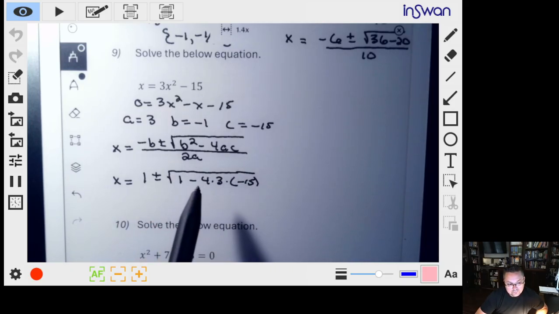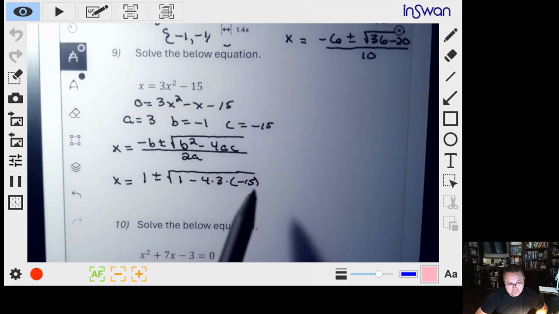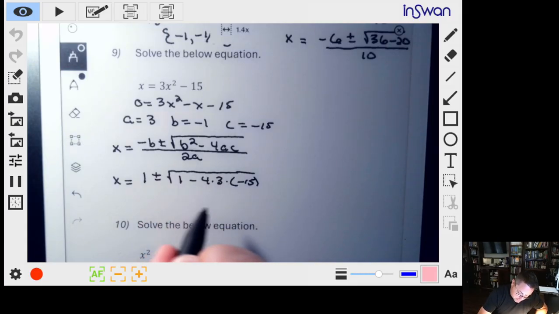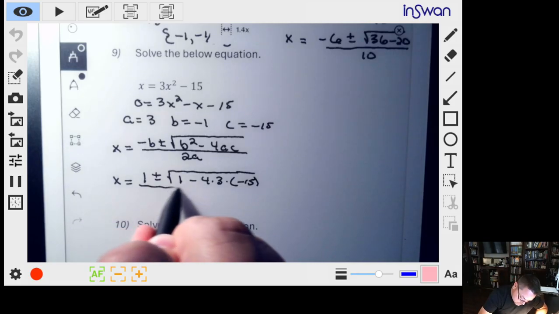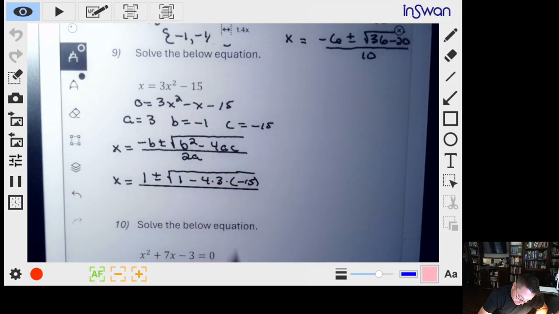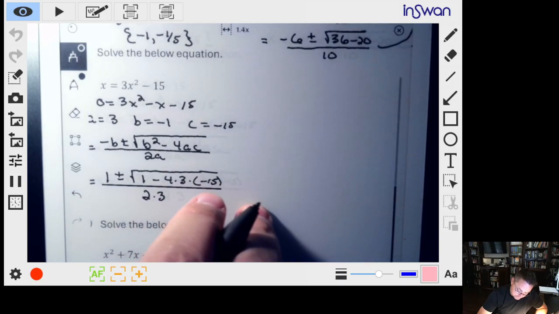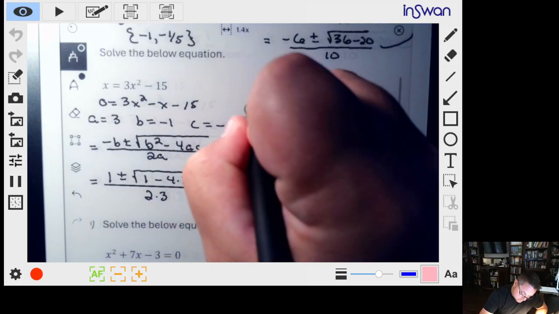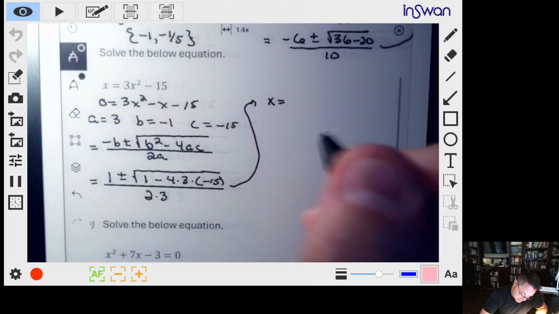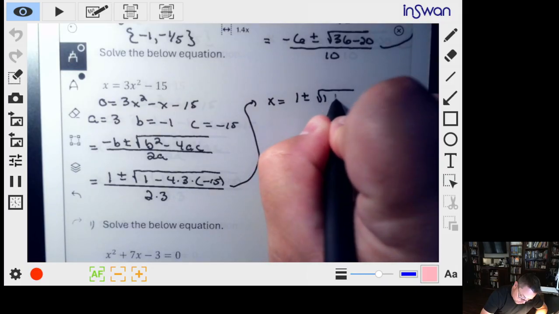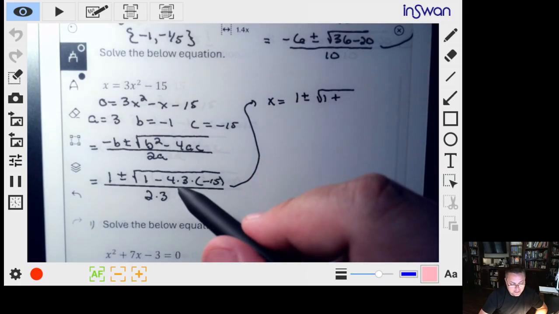When I look at this, I know that this is going to be positive, so I know that my solutions are going to be real because the discriminant is positive. So I'm not going to end up with i's in there, I don't think. Doesn't look like it. Okay, so we've got x is equal to 1 plus or minus the square root of 1 plus 4.